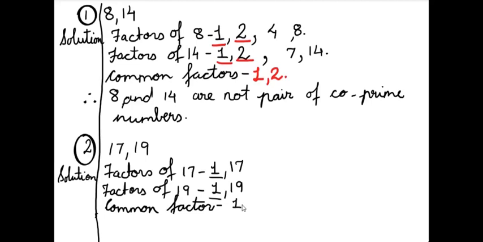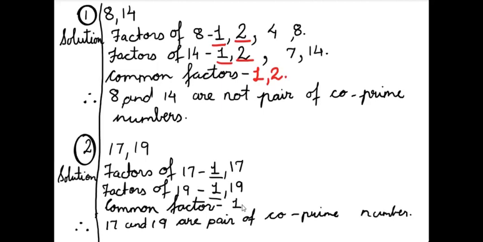And if 1 is the only common factor, then both the numbers are said to be a pair of co-prime numbers, isn't it? So children, we can say therefore 17 and 19 are a pair of co-prime numbers. Did you all understand? So here I have solved two sums. You will solve these two sums and the remaining 4 sums from your textbook.